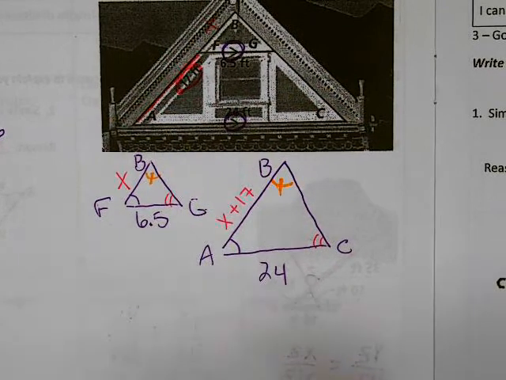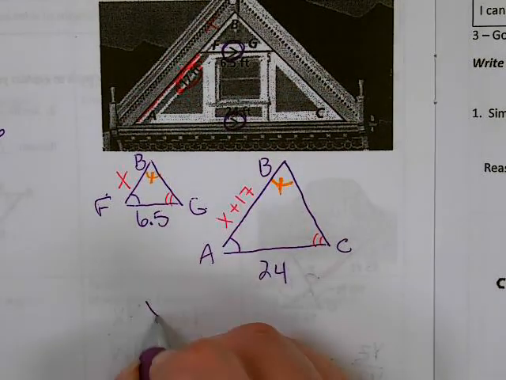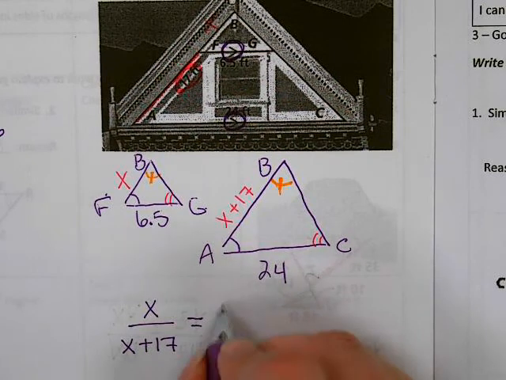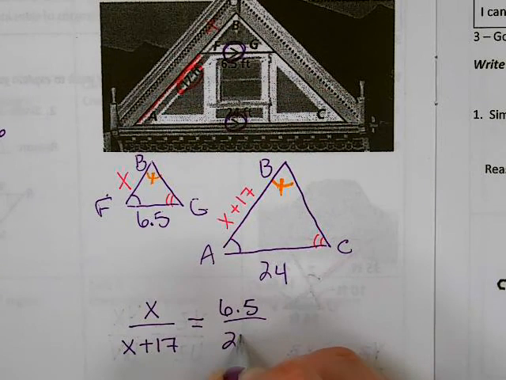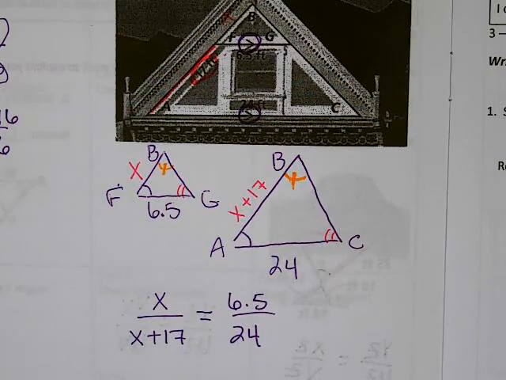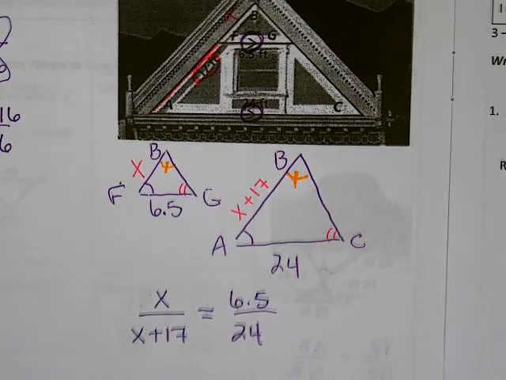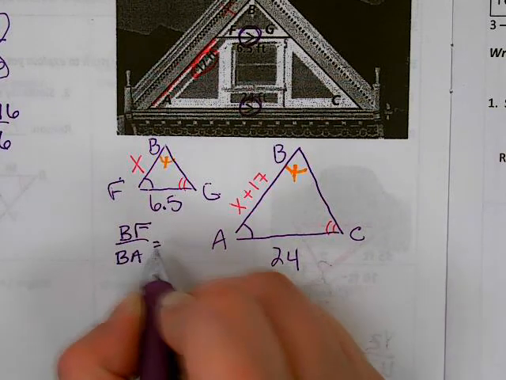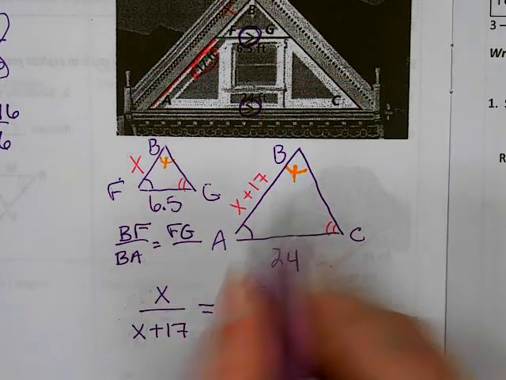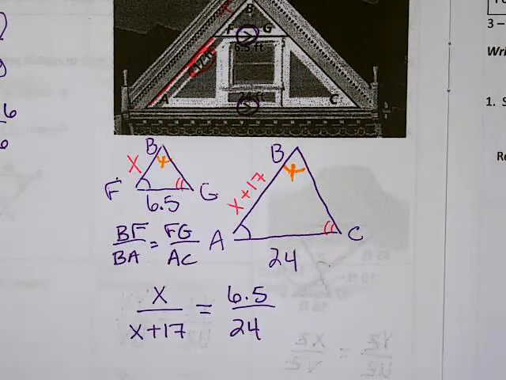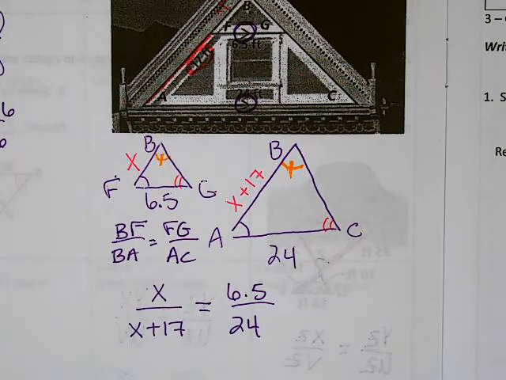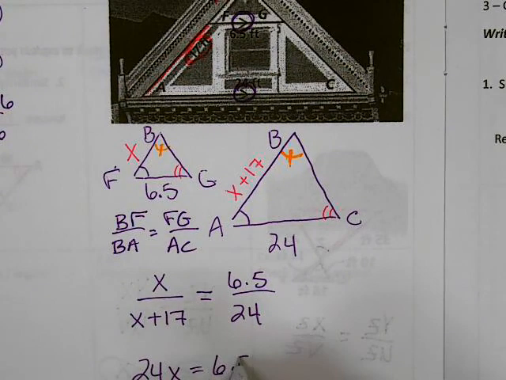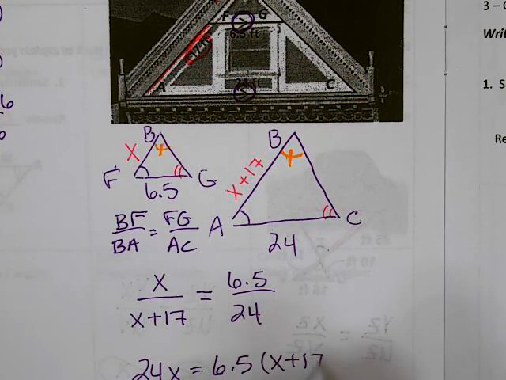Look at these two triangles. X over X plus 17 is going to have to equal 6.5 over 24. I skipped the step of actually writing the sides proportional. I guess I should have done that, my bad. BF over BA and FG over AC. My bad, guys. But hopefully you could have figured that out on your own, right? Then we got to cross multiply. So 24x is going to equal 6.5 times x plus 17.